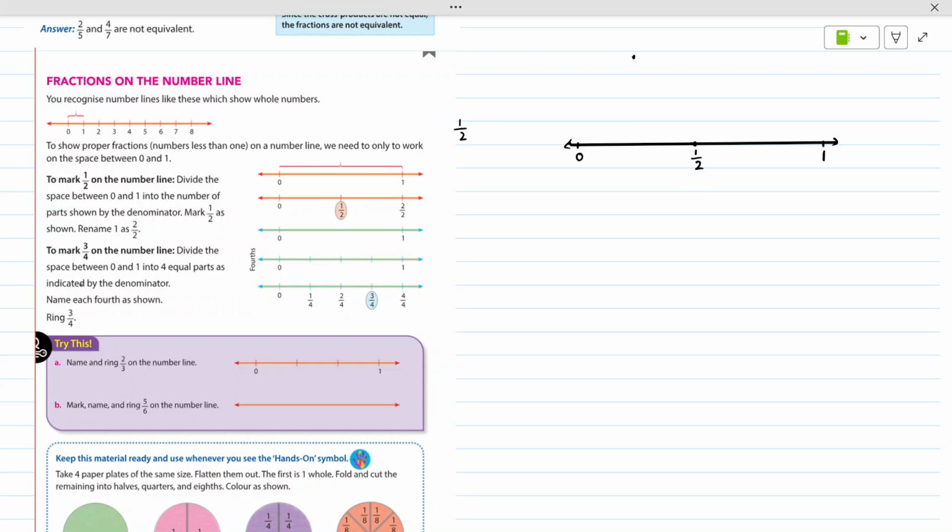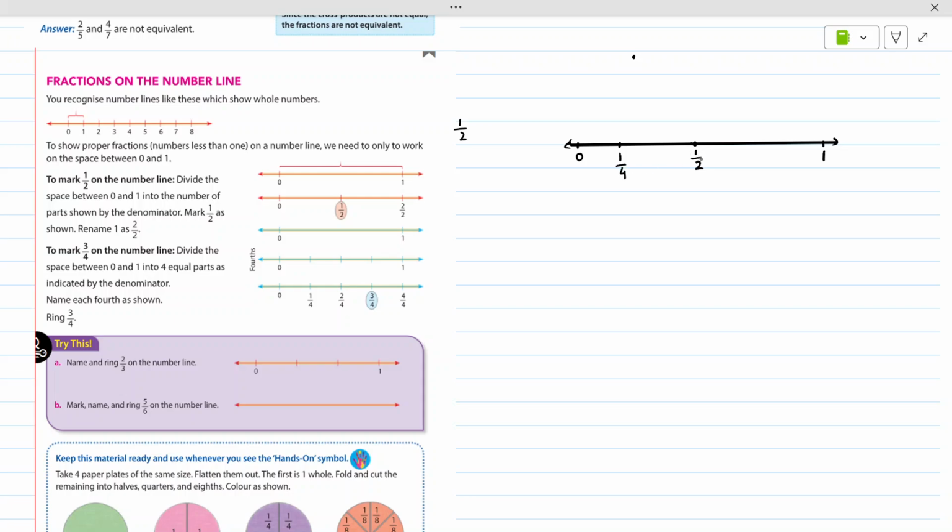Okay, next we have to mark 3 by 4 on the line. So kids, when we have to mark 3 by 4 on this line, that means we have to divide this complete into 4 parts at least. Okay, so now see this, we have 0 and we have to divide it into 4 equal parts. So I'm marking the first mark here. I'm representing this as 1 by 4.